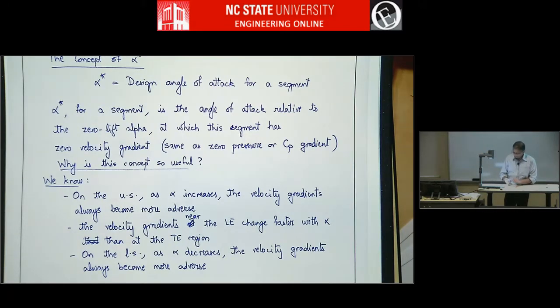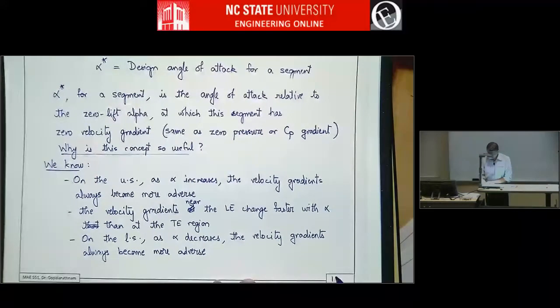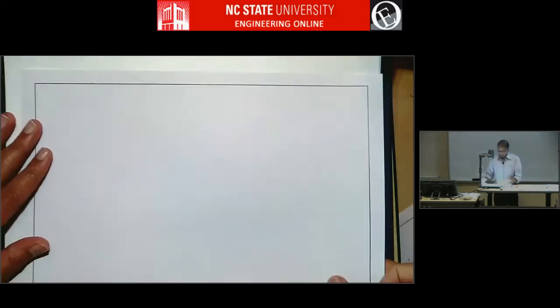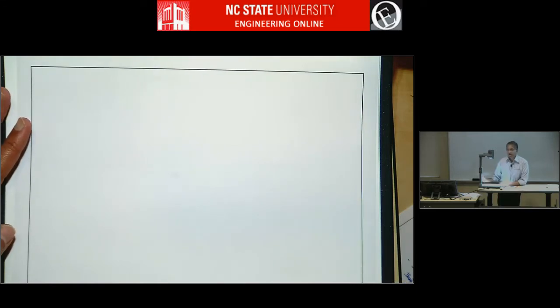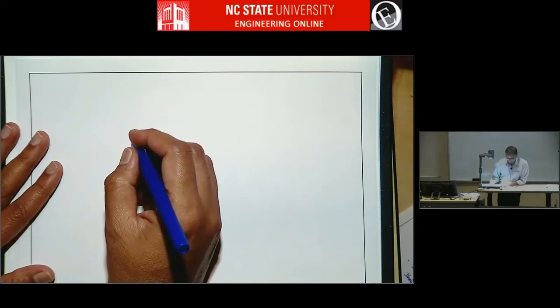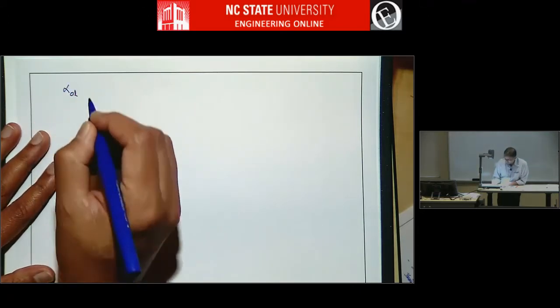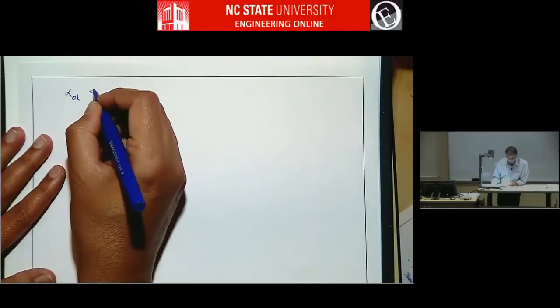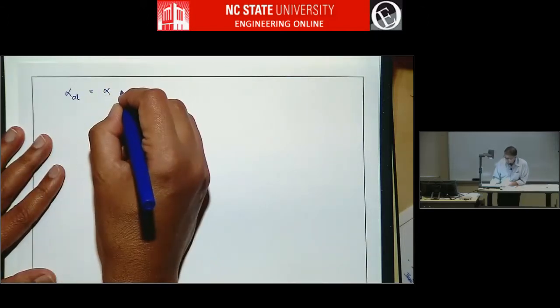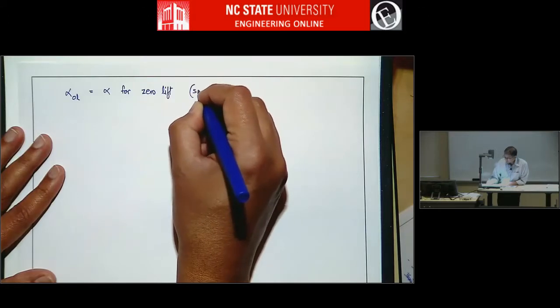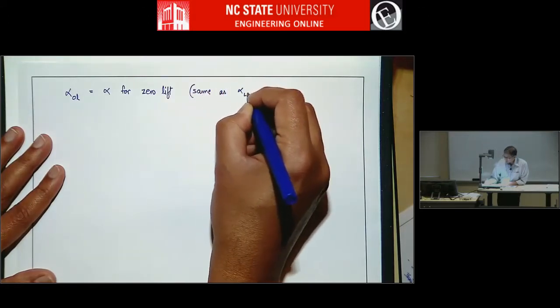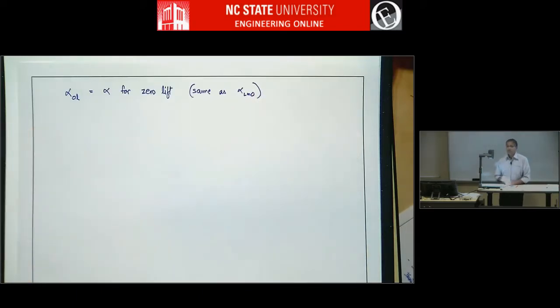So let's think about what that means in terms of why it is good to talk about angle of attack relative to the 0 lift angle. Let's remind ourselves of some definitions. Alpha 0 lift, alpha 0L, is the alpha for 0 lift. Some books write it as alpha L equals 0, but I'm just going to write it as 0L.